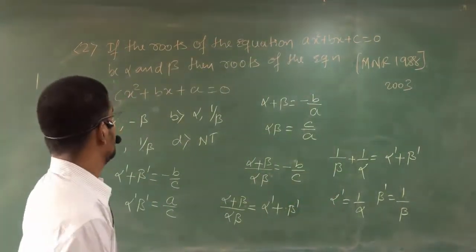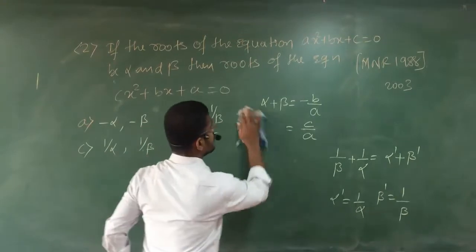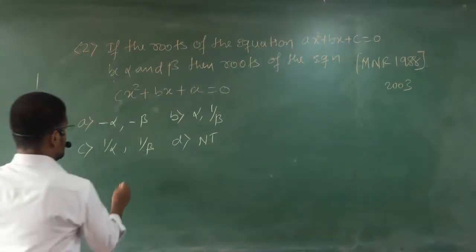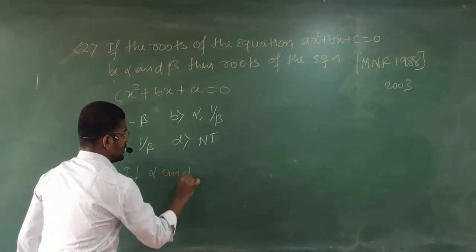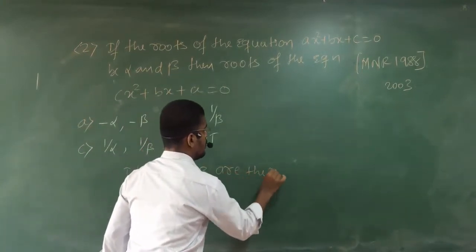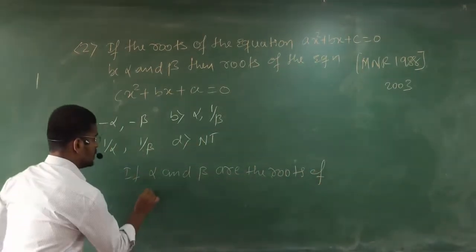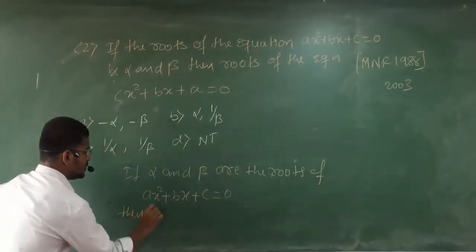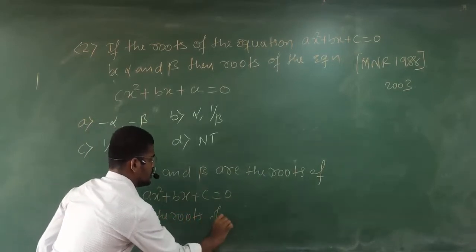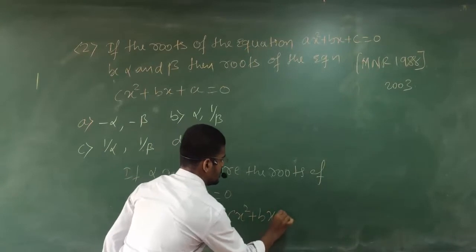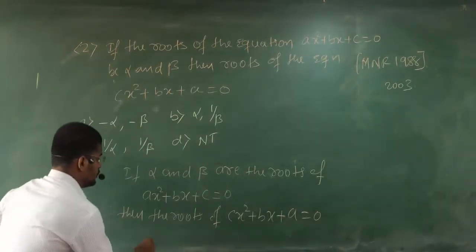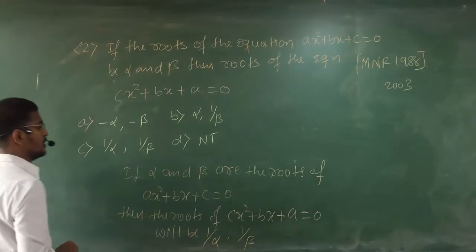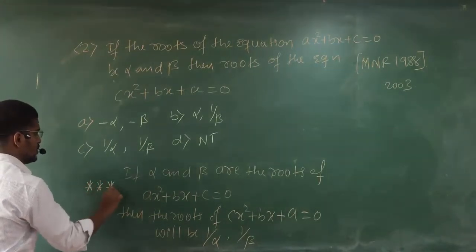That is, if alpha and beta are the roots of ax square plus bx plus c equal to 0, then the roots of cx square plus bx plus a equal to 0 will be 1 by alpha comma 1 by beta. So see this, how important this is.